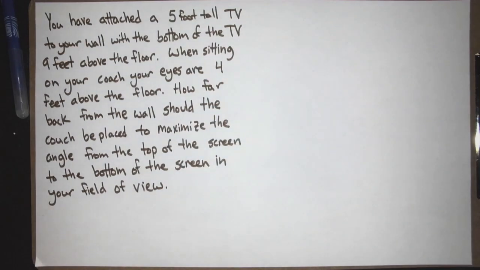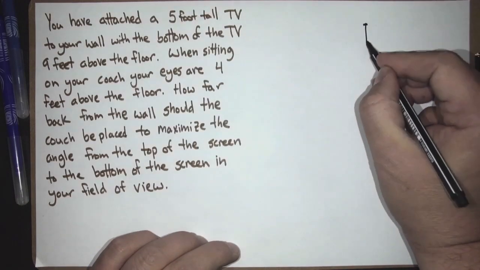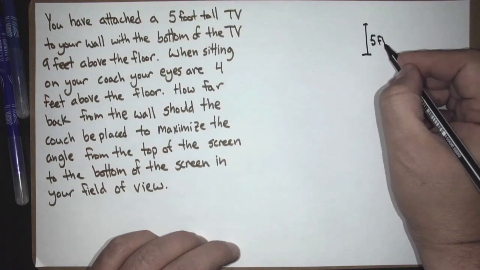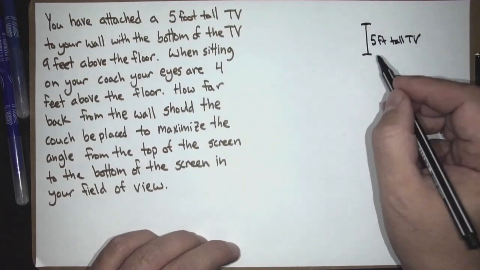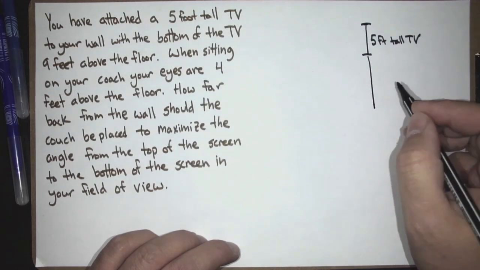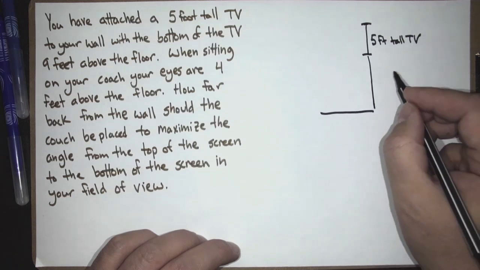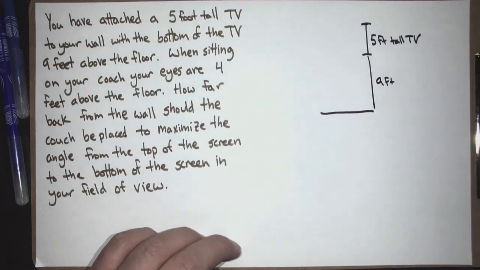You have attached a 5-foot tall TV to your wall with the bottom of the TV 9 feet above the floor, because as we often know, most dorm rooms are indeed over 14 feet tall. When sitting on your couch, let's draw some pictures here. So we have a tall TV. Is that realistic to have a 5-foot tall TV? In a math problem, yes. In reality, no, it's too small. But then there's 9 feet here.